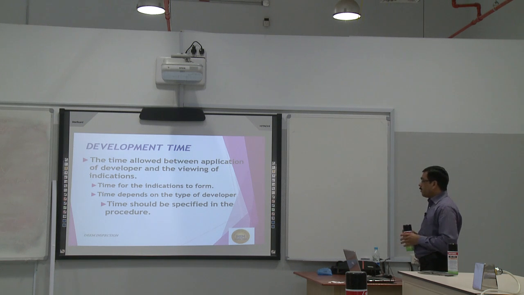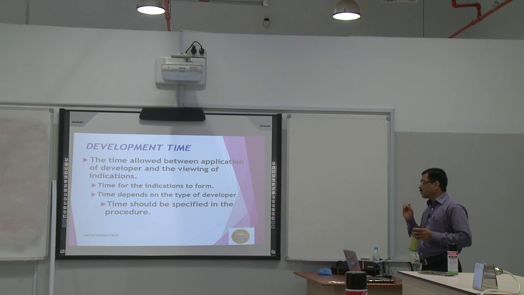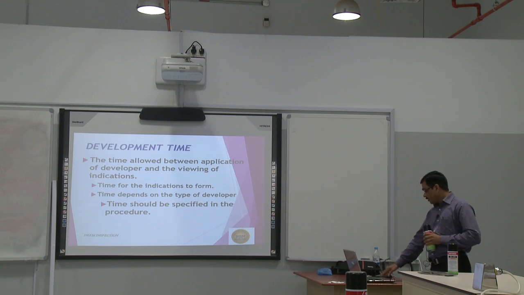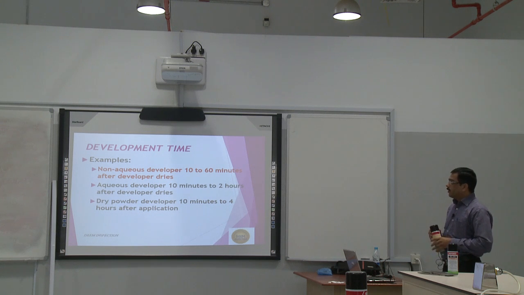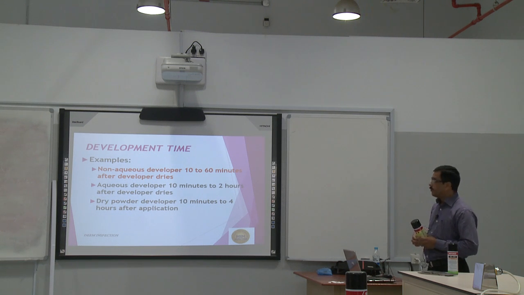The time depends on the type of developer, and the time should be specified in the procedure. Most procedures say 7 minutes developer time and 10 minutes dwell time. Normal procedure says that. Development time for non-aqueous developer is usually 10 to 16 minutes, aqueous developer 10 minutes to 2 hours, or dry powder 10 minutes to 4 hours after application. So different developers can be used with different timings.